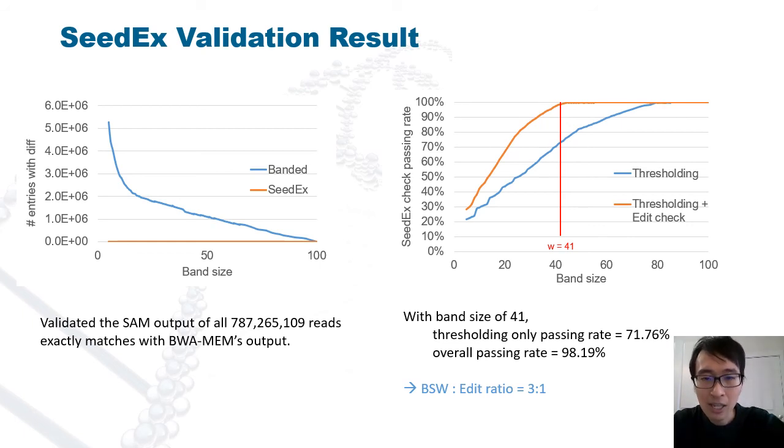On the other hand, the BSW core without SeedEx produces many differences. Also, with a band size of 41, the thresholding-only passing rate is about 72% and the overall passing rate is about 98%. From this result, we determine the band size and edit machine ratio.